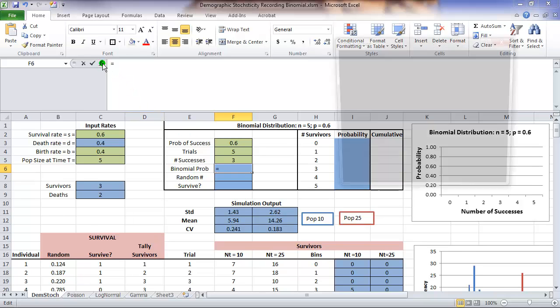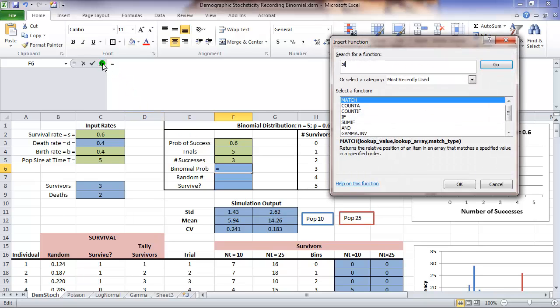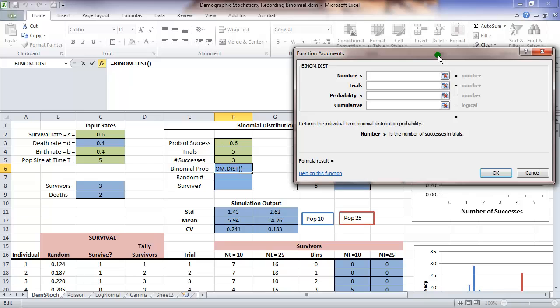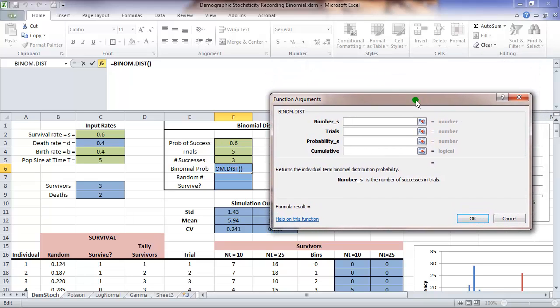And this is called the binom.dist function. So if we type in binom.dist, we'll find the function and then open it up, and you'll see that it has 4 arguments. The first argument is the number of observed successes, so the number of successes out of your particular trial. Here we're going to reference cell F5. The number of trials is the second argument, and we'll reference cell F4.